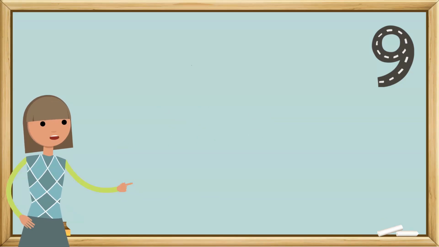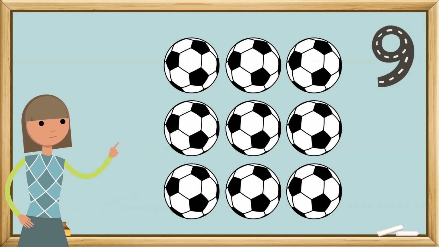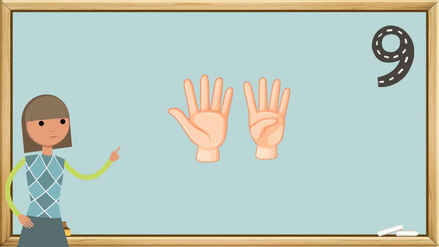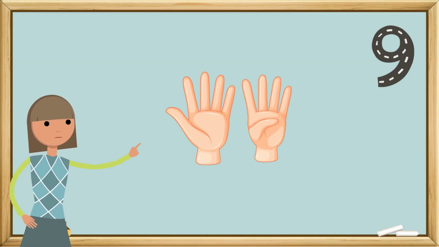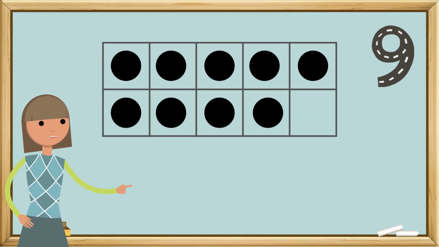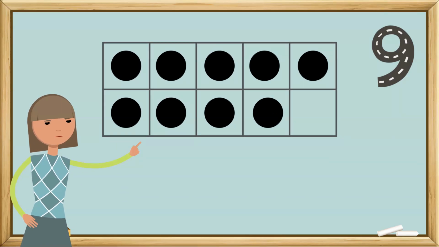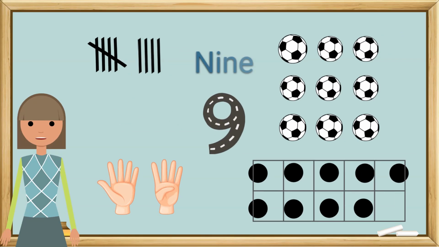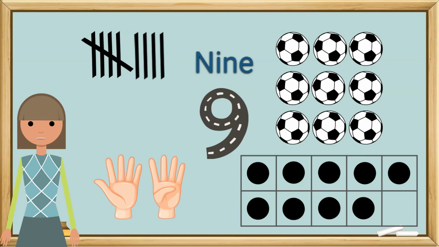You can have 9 objects. You can show your fingers 9, or you can mark 9 dots on a tens frame. These are some of the ways you can use to represent number 9.